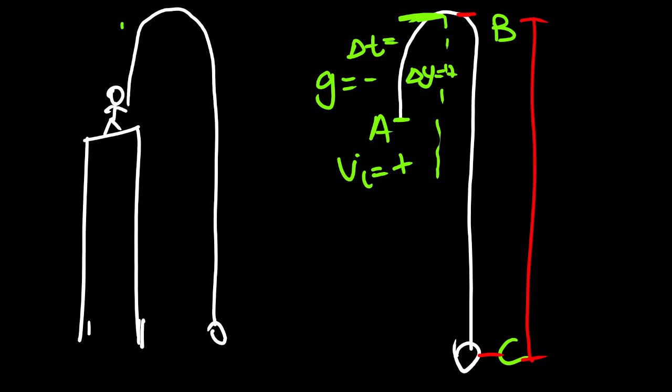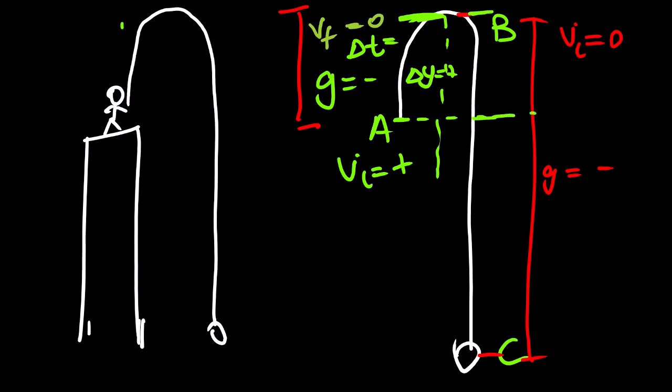Oh no, before we go there, we know that our vf will be 0 as it goes up, and then when it goes down, our vi will be 0, and then our g will be negative. Now what you need to know is that the time it takes from A to B is the same as the time it takes from B to the very same level we see here when it goes down.